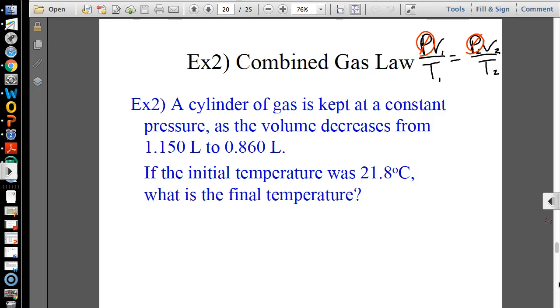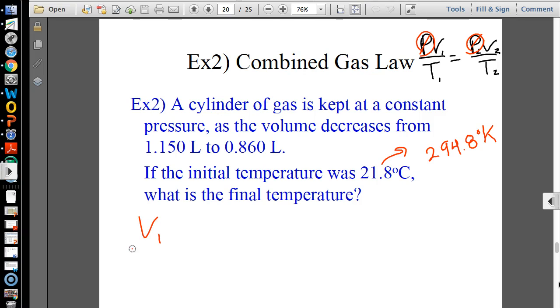If the initial temperature was, I'm changing it to Kelvin, 21.8. I'm not even going to try to do math in my head today. I am too sleepy. So 294.8 degrees Kelvin. What's the final temperature? When you get your final temperature, your answer is going to be in Kelvin because that other temperature is in Kelvin, okay? So let's go ahead and fill in what we know.